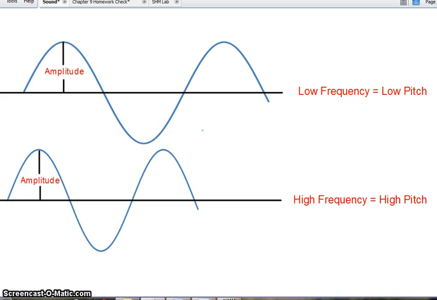To demonstrate this, we see that we have two waves of different frequency. We have a low frequency where the wavelength is longer, and a high frequency where the wavelength is shorter. Remember, frequency is how many waves pass by in a certain amount of time, usually 1 second. It's measured in hertz, which is the number of waves that pass by per second. And so a low frequency is a low pitch, so this would be a low pitch, and a high frequency would be a higher pitch.